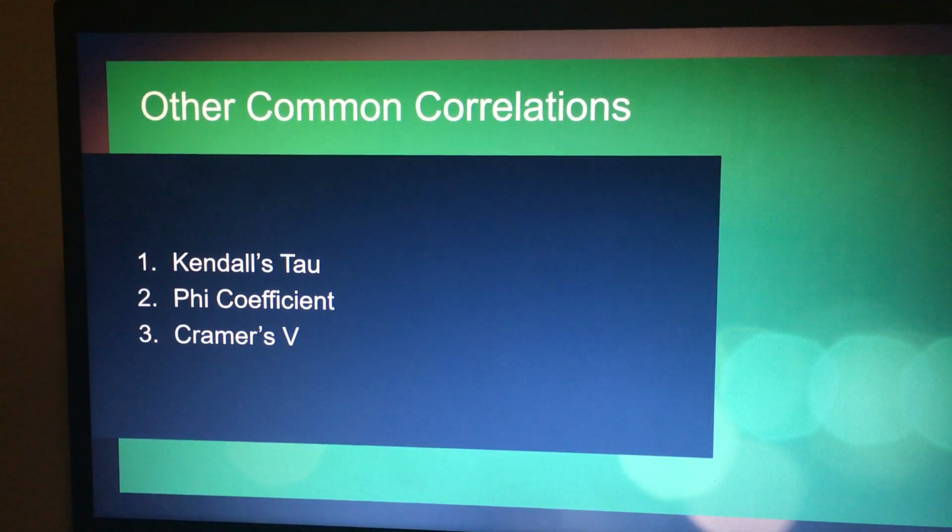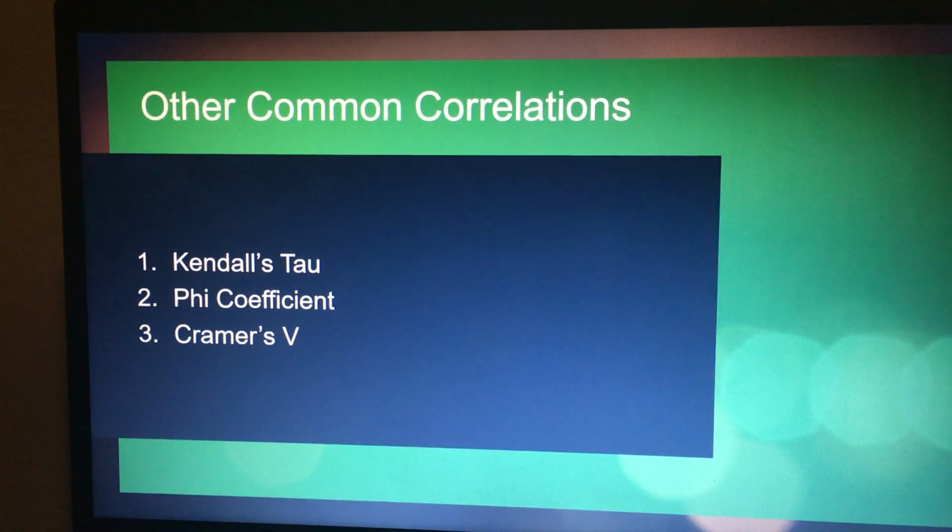All right, so number 1 is Kendall's tau. It is a non-parametric correlation coefficient. Kendall's tau is particularly useful for ordinal level data with small sample sizes. Compared to Spearman's rho, Kendall's tau performs better in cases where there are repeated data values, which lead to ties in the rankings.